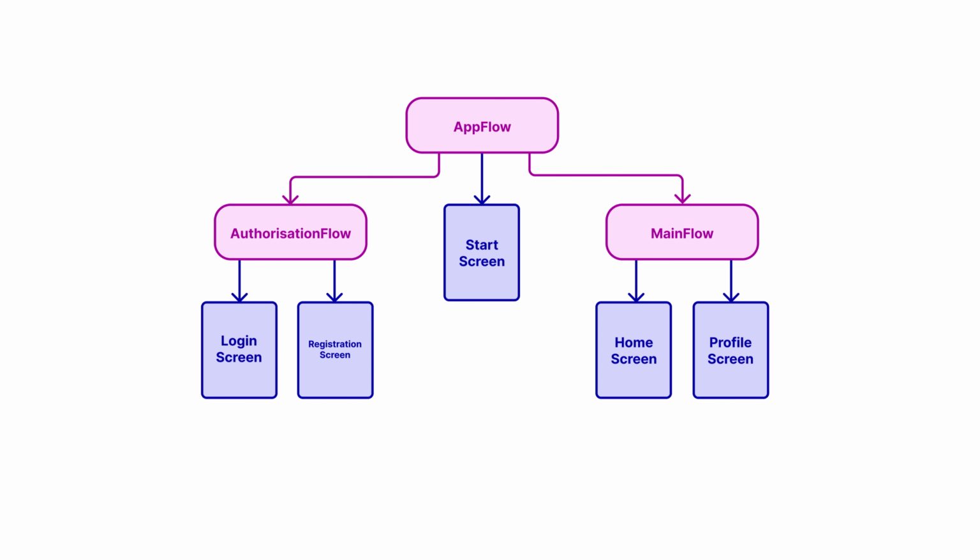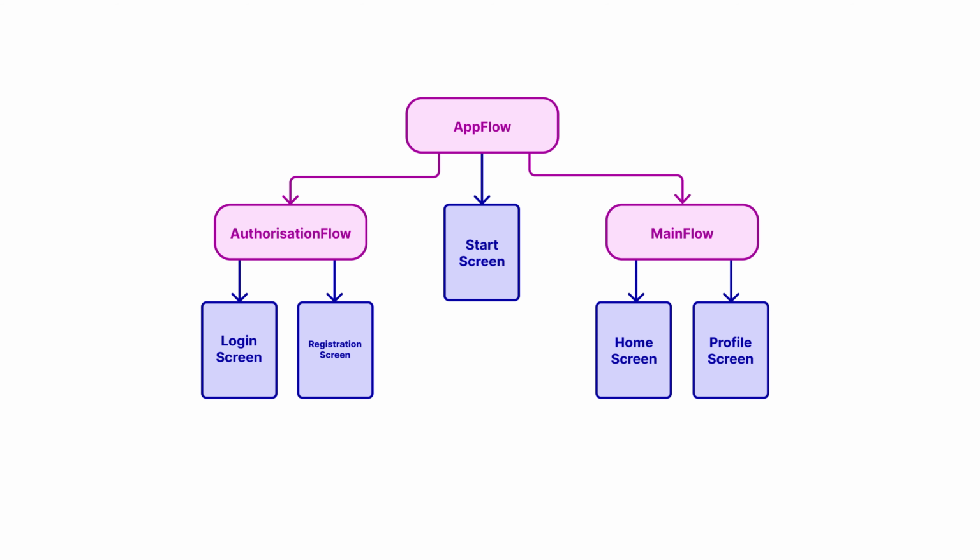And when the user has registered or logged in, the process of registration and logging into the app will end. We end the work of the authorization flow, and this flow moves control of navigation to the app flow, and the app flow switches navigation to the main flow. In other words, it initializes the main flow and shows the home screen to the user.